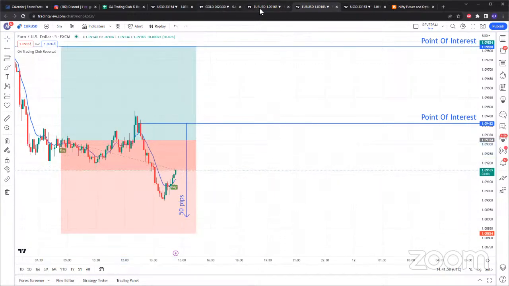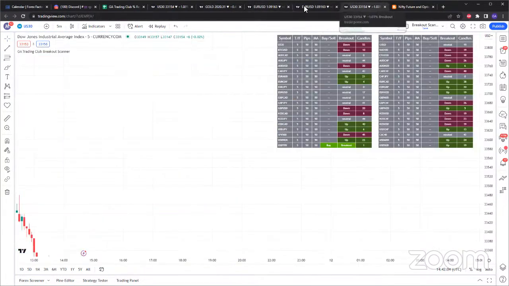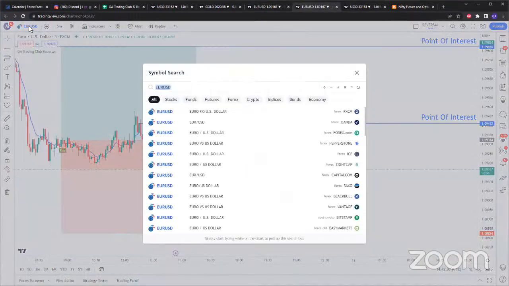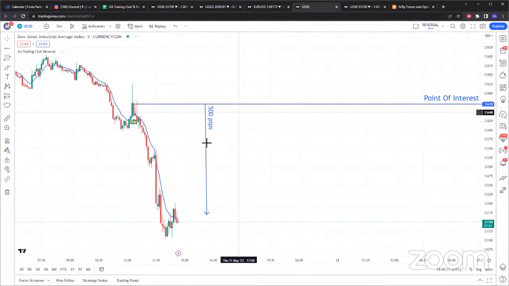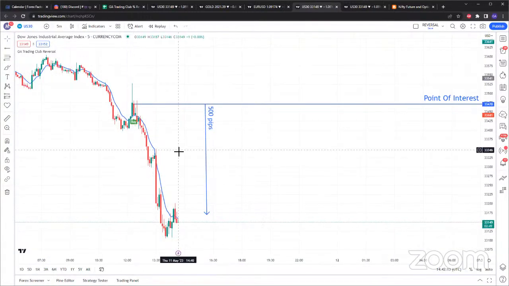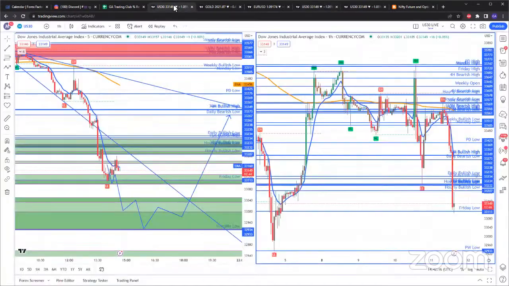Now for the people who have not, oh, wait. Did we miss US 30? No, US 30 did not go all the way down there. Give me 1 second. Yeah, but for you who's already in, you can scale in, but just use proper risk management. Oh, okay. I thought we missed this trade.